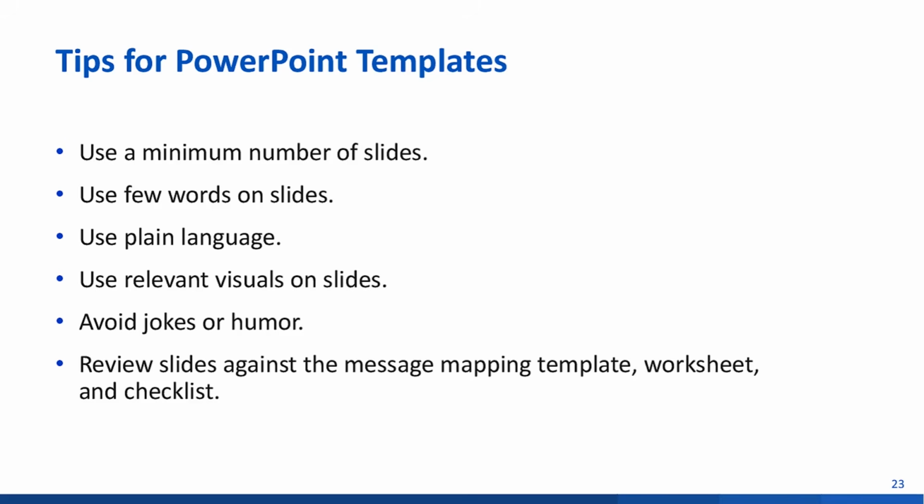The Communication Toolkit provides tips for PowerPoint templates, such as: use the minimum number of slides possible to keep the audience's attention. Use as few words on slides as possible. Use plain language as much as possible. Use relevant visuals on slides, such as maps and photos of the site. Avoid jokes or humor which may be misinterpreted to mean you are not taking the situation seriously. Review the points on your slides against the message mapping template, worksheet, and checklist to evaluate your messaging before delivery.